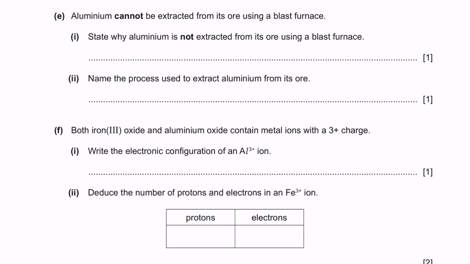Next, question E. Aluminium cannot be extracted from its ore using a blast furnace. Part 1. State why aluminium is not extracted from its ore using a blast furnace.